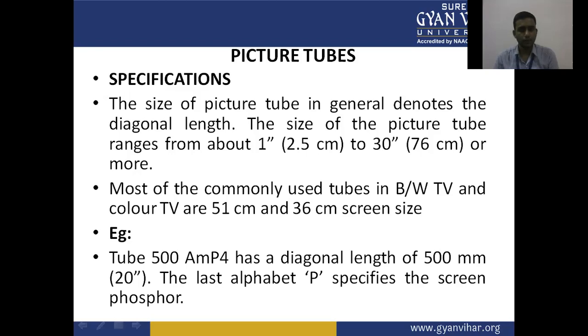The last alphabet P specifies the screen phosphor. So the picture tube ranges from 1 inch to 30 inches in the black and white television system. And the color television system has a screen size of 51 centimeter to 36 centimeter.